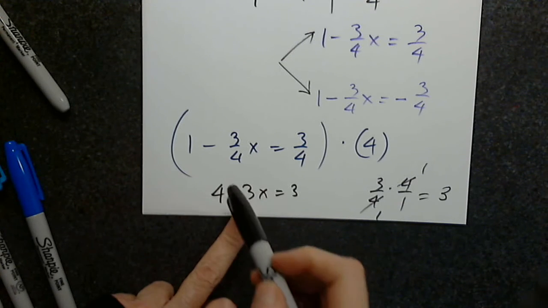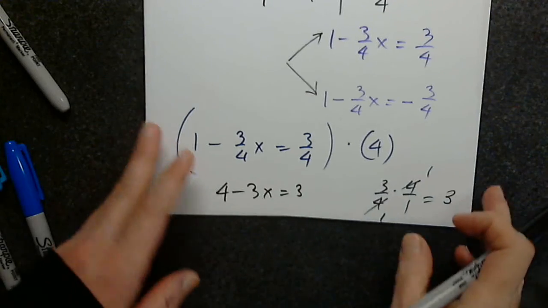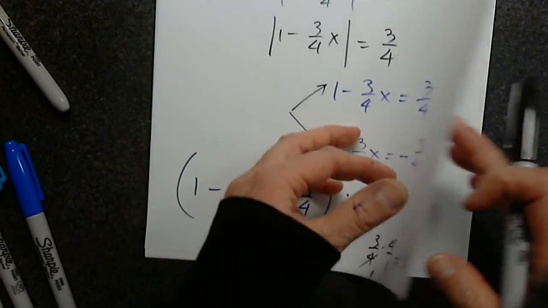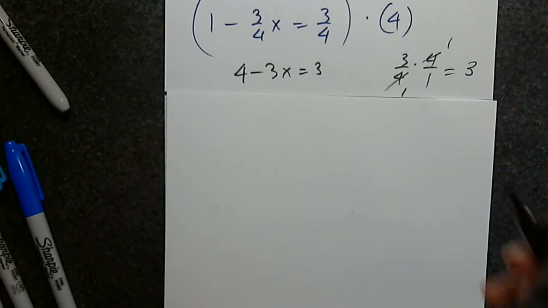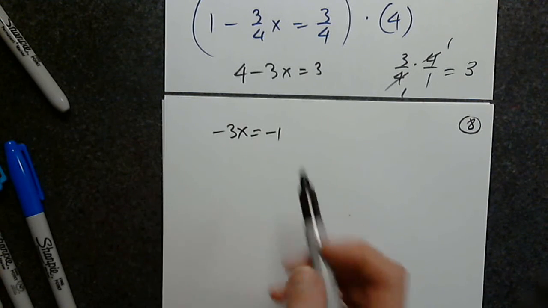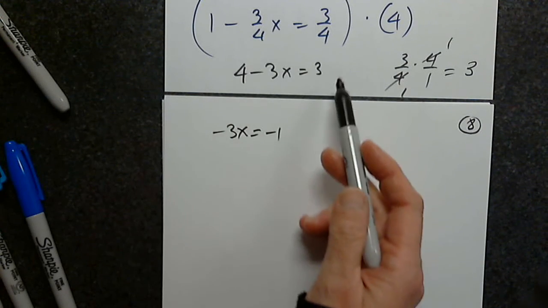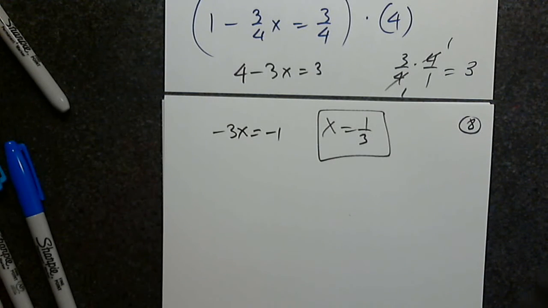And this is now no problem. I'll move forward to the other side, subtract 4. So I get negative 3x equals negative 1. Stop me if you have questions, please. So negative 3x equals negative 1, because I'm moving forward to the other side. And then x equals 1/3. And that would be the first solution.